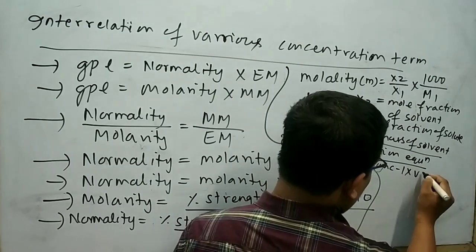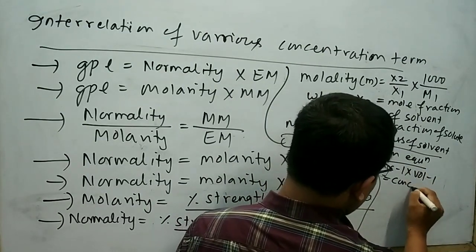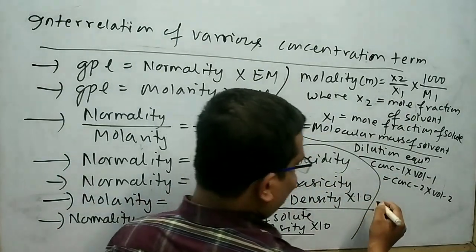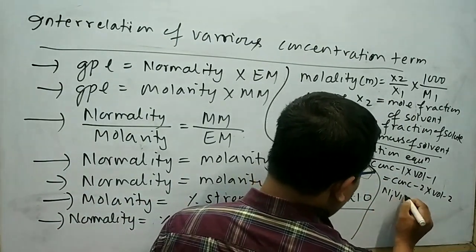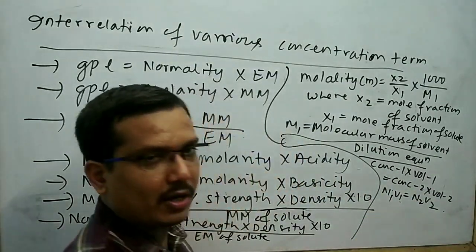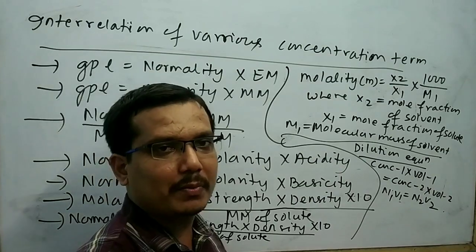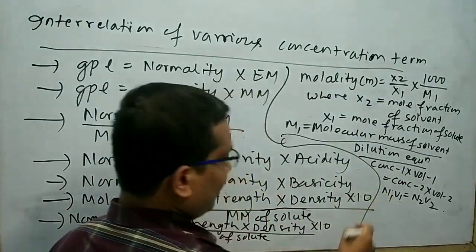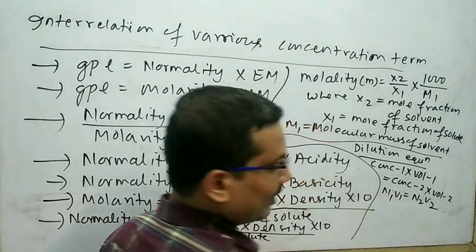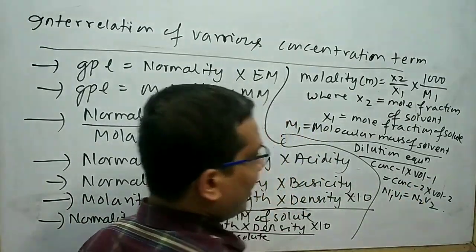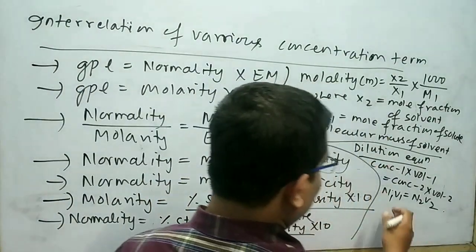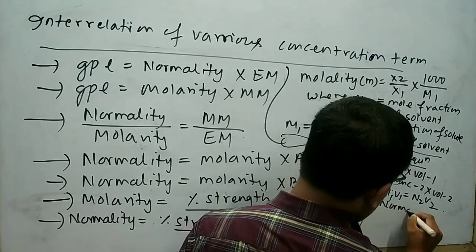There is also another formula that is said to be dilution equation. Concentration 1 into volume 1 equal to concentration 2 into volume 2. I can write N1 V1 equal to N2 V2. This relation is used for neutralization reaction of acid and base. If N1 is the normality of acid and V1 is the volume of acid, then N2 is the normality of base, V2 is the volume of base. This is called normality equation.